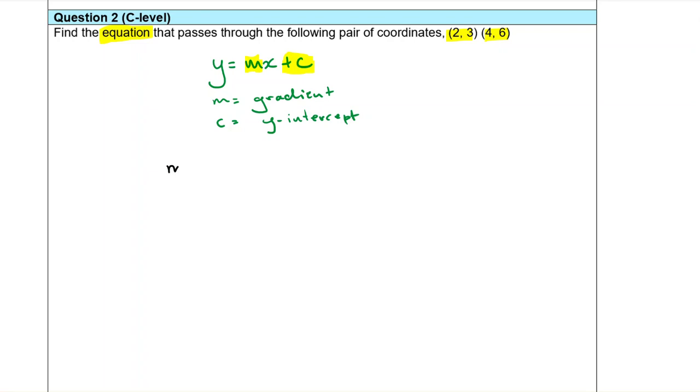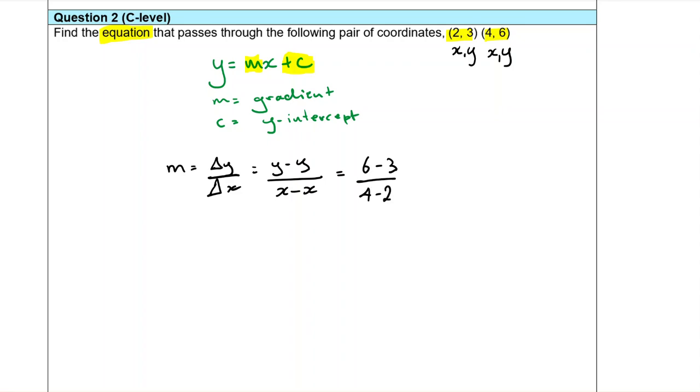Okay, to get m, we know that's change in y over change in x. You would have learned it in previous years as rise over run, but that's basically subtracting the y values divided by the difference in the x values. Now I'll use 6 minus 3, so that's 6 minus the 3 there, divided by 4 minus 2. Remember to be consistent. If you're going 6 minus 3, you have to go 4 minus 2. You can't go the other way. That will give me 3 on 2, which is 1.5.